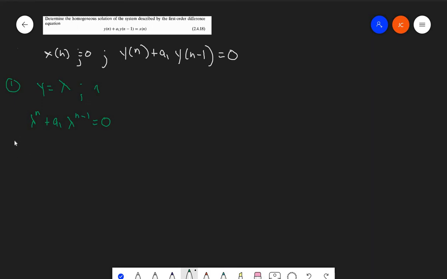The second step would be to find the value of lambda. So let's factor it out. Factoring out is an important step, because in second order difference equations, factoring out is really the turning point of solving the problem. So let's factor out y n minus 1: lambda plus a sub 1 is equal to 0. You could just distribute it and you will come back to the original. So the value of lambda is equal to negative a1.